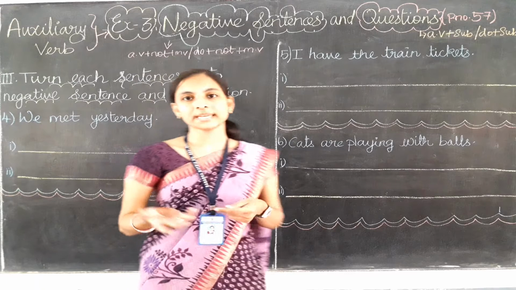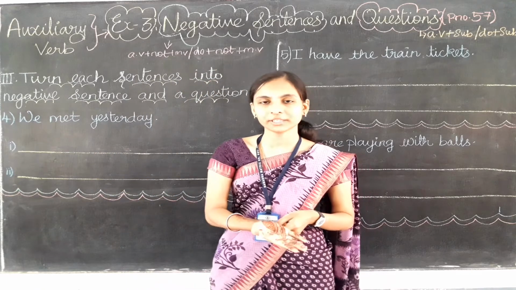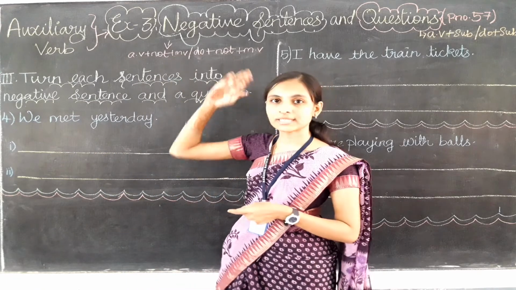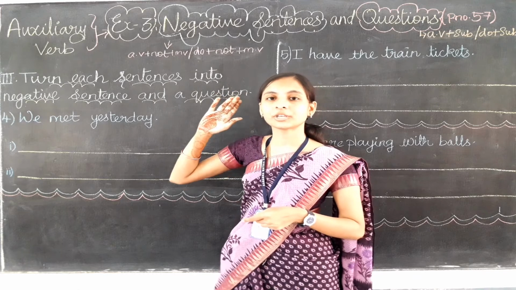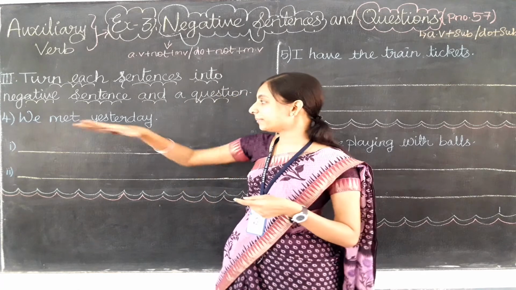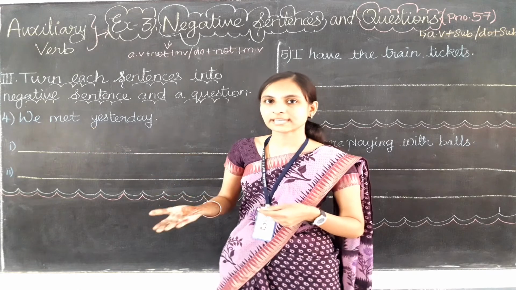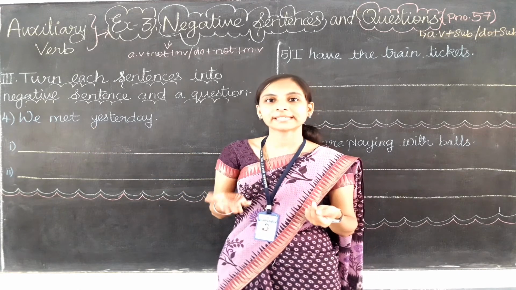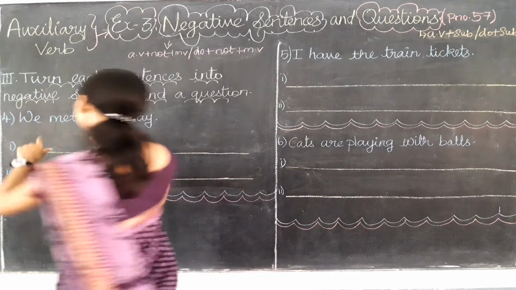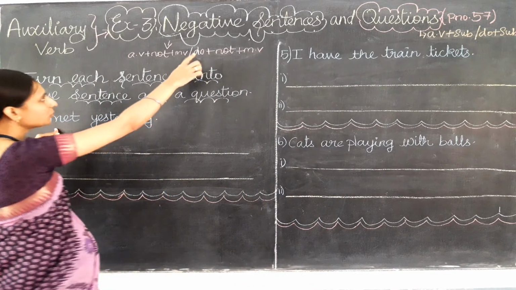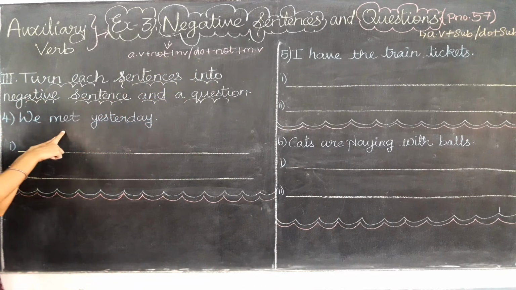So for making the negative sentence, which rule do we need to use? Yes, we need to use the second rule, that is we are going to use the do form verb in place of the auxiliary verb. Here there is no auxiliary verb and now we are going to make it into a negative sentence. So if there is no auxiliary verb, we need to use the do form verb according to the time of the action.